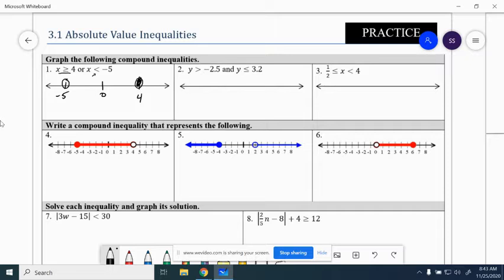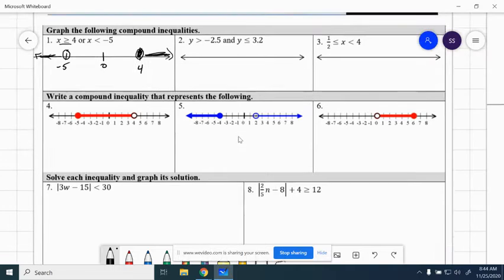X is greater than or equal to 4. Just remember the mouth is eating the X. That must mean it is bigger. Bigger numbers go to the right. And the second one, X is less than -5. So the mouth is eating the -5. That must mean that X is smaller than that. Smaller numbers go to the left.